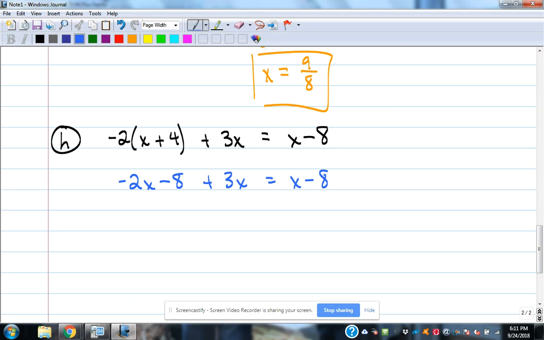What goes together up there? The 2x and the negative 2x and the positive 3x. When I put those together, what do I get? I get x minus 8. And I get x minus 8 on the other side. That's weird looking. They're identical, aren't they?